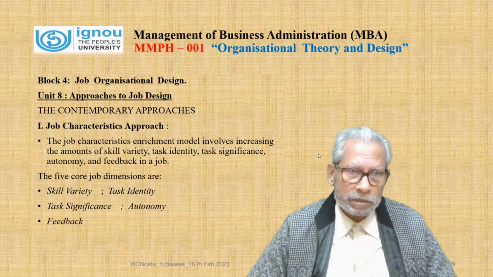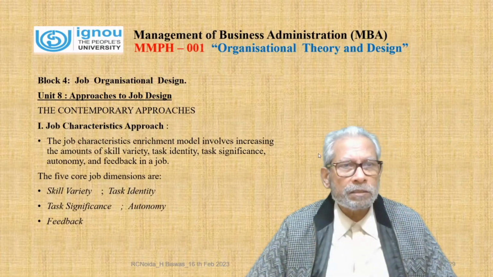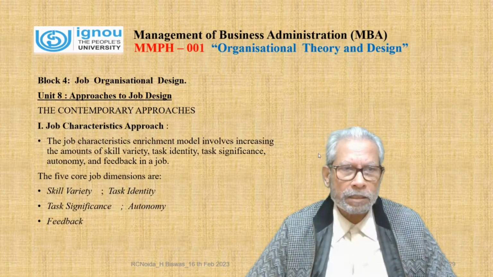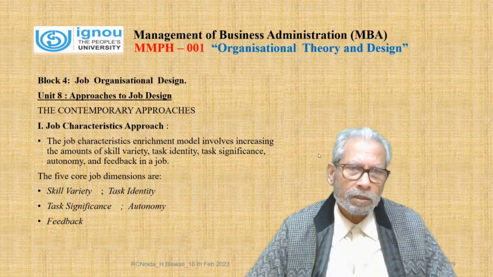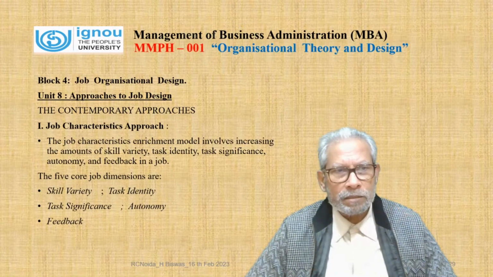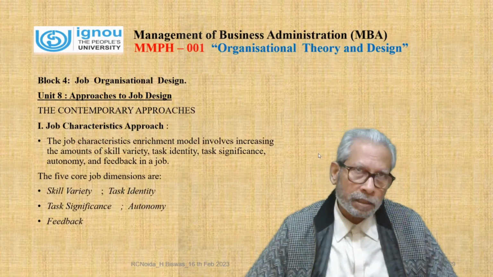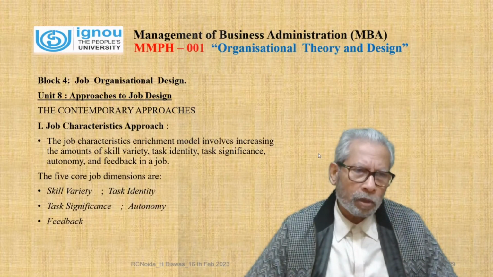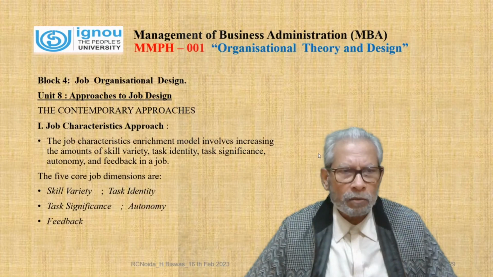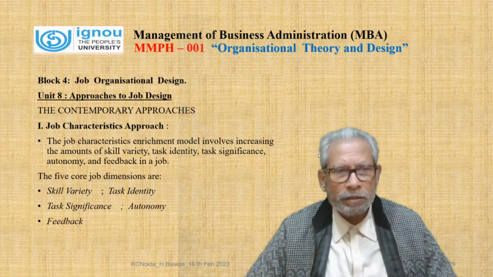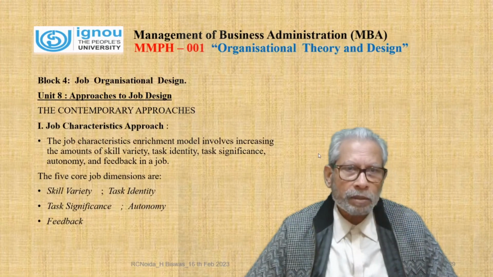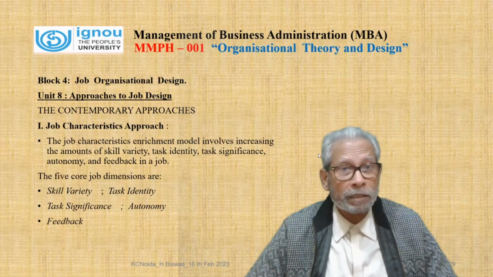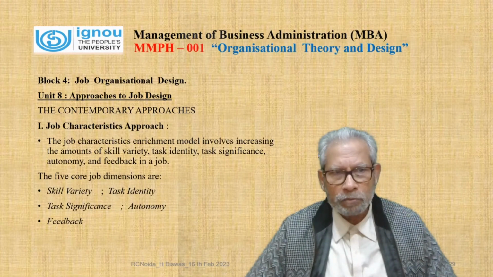Now, contemporary approaches are there. The job characteristics approach, the job characteristics enrichment model, includes increasing the amount of skill variety, task identity, task significance, autonomy, and feedback in a job. So there are five core job dimensions: skill variety, task identity, task significance, autonomy, and feedback. We have already defined these. So these are all the characteristics of the job, and those characteristics should be there. We have to see.